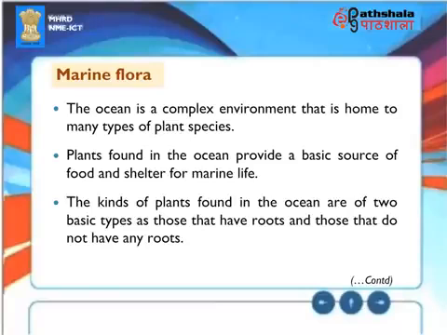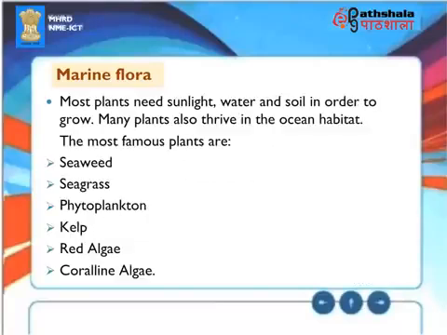The ocean is a complex environment that is home to many types of plant species. Plants found in the ocean provide a basic source of food and shelter for marine life. The kinds of plants found in the ocean are of two basic types: those that have roots and those that do not have any roots. Most plants need sunlight, water, and soil in order to grow. Many plants also thrive in the ocean habitat. The most famous plants are seaweed, seagrass, phytoplankton, kelp, red algae, and coralline algae.